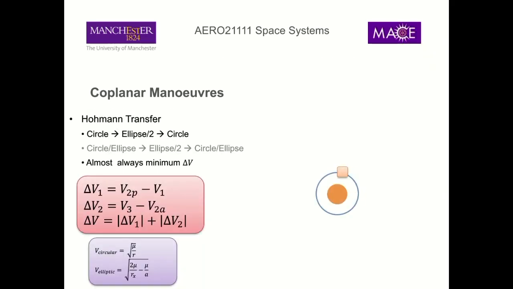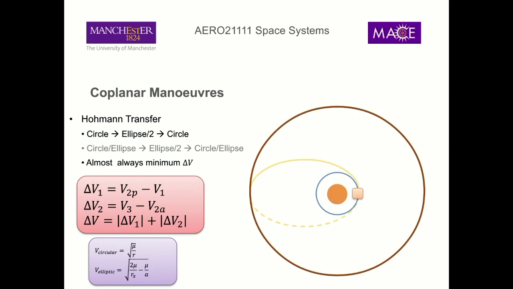Alrighty, so that was a really simple example of how we move from one orbit to another orbit just using a single impulsive thrust blast. Bam. Sorry, any questions before we move on quickly? Yes.